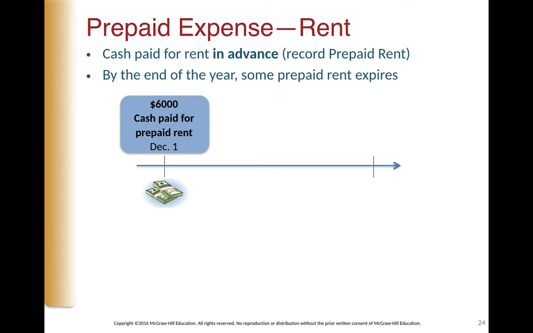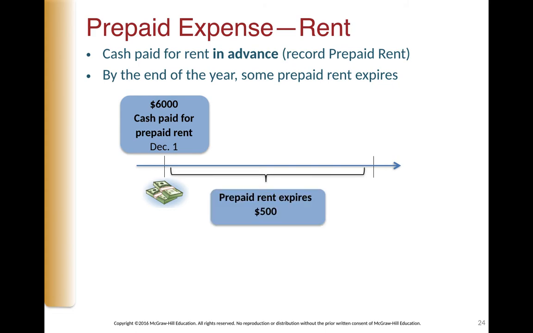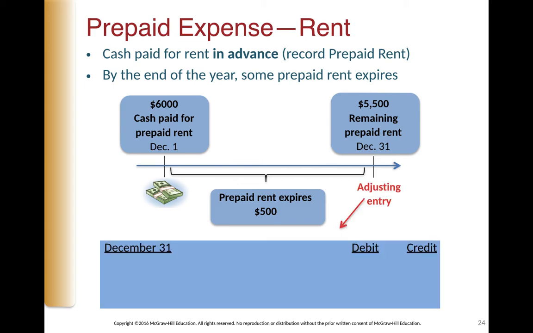So let's just look at that visually. Cash paid for rent in advance, record prepaid rent. By the end of the year, some prepaid rent expires. So we paid $6,000 up front, but that's for the year. During the month of December, we have used $500 worth of rent. So once we've recorded that expense, we have $5,500 remaining in prepaid rent.